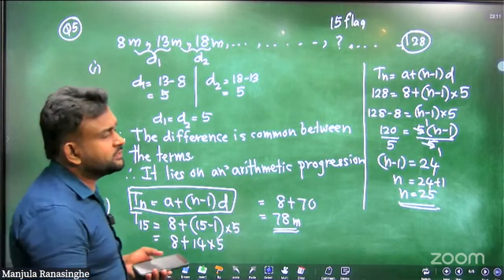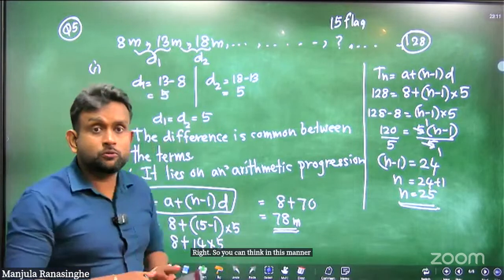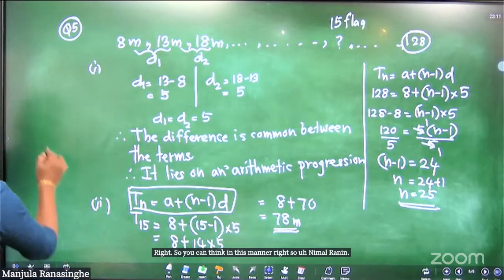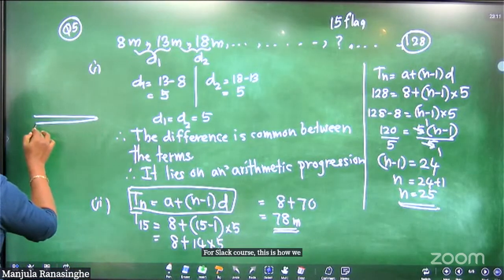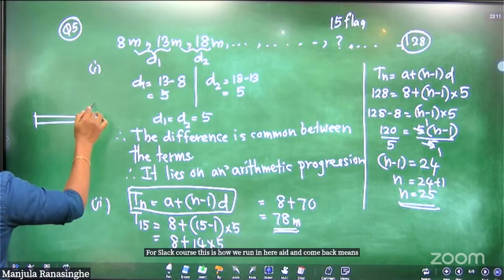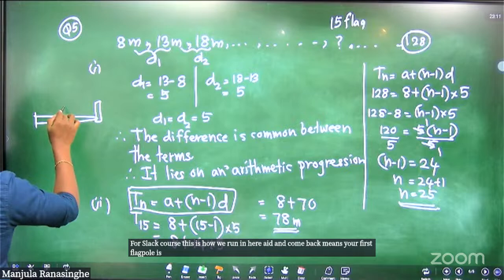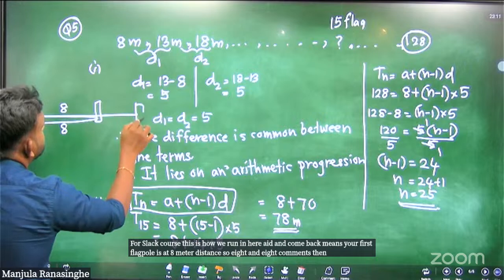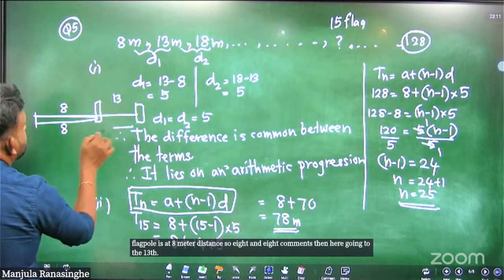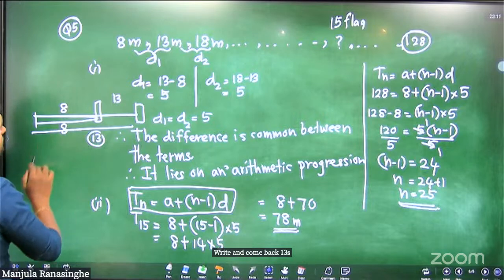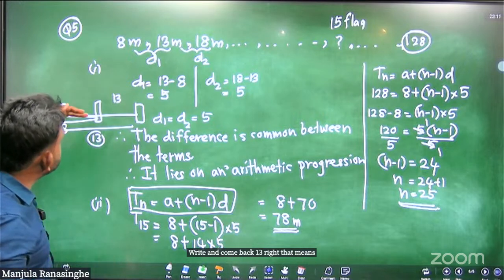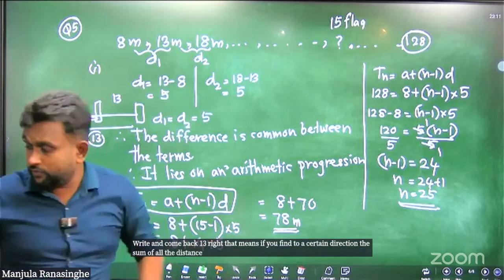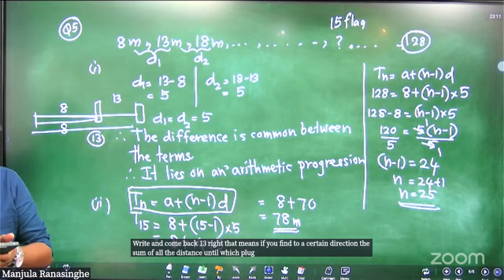Right, so you can think in this manner. Nimal runs to the first flagpost, and this is how he runs. The first flagpole is at an 8 meter distance, so he runs 8 and comes back 8. Then he goes to the 13th meter and comes back 13. That means in a certain direction, we need the sum of all the distances up to the flagpost they are asking for.